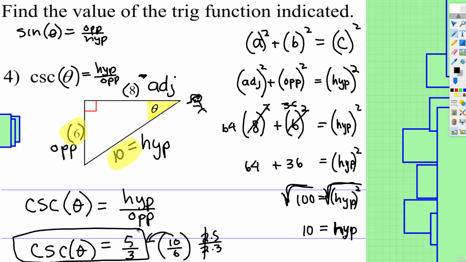So that is a process of finding a value of a trig function. And if something's missing, if you have a right triangle, you're going to be using Pythagorean theorem to solve. All right, that's it for this one.